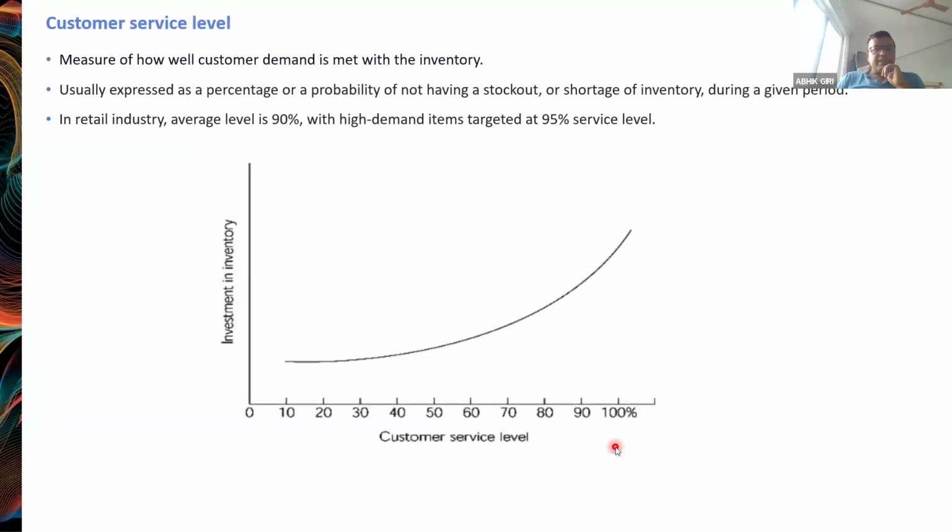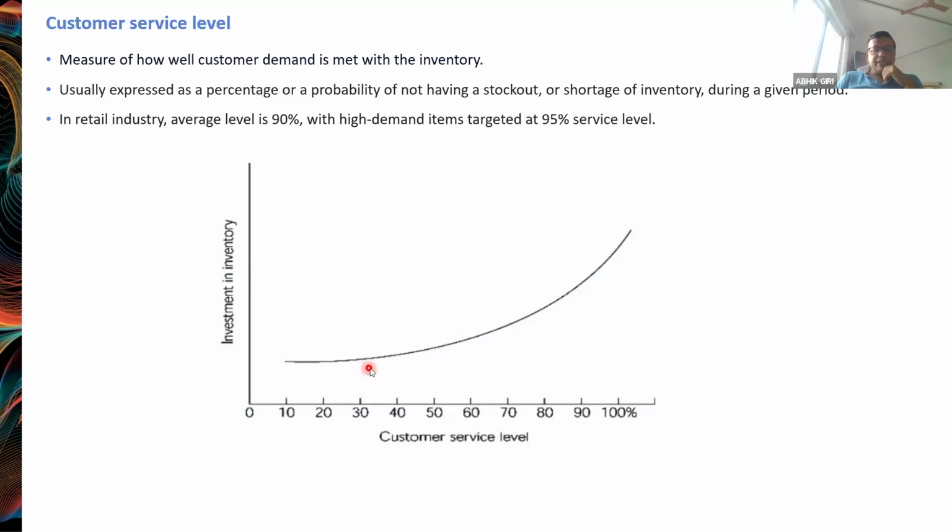Okay, now coming to customer service level. Customer service level is a measure of what percentage of the customer demand we can meet with the available inventory. That is, it is the probability or percentage of not having a stock out during a given period. This graph represents how customer service level varies with the amount of inventory. This is highly non-linear.